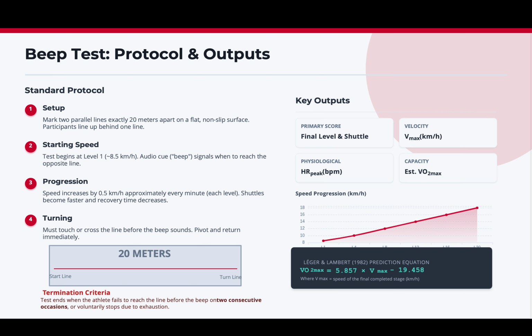Here is the Léger-Lambert prediction equation. VO2 max is equal to 5.857 times velocity max minus 19.458, where velocity max is the speed at the end of the final completed stage.